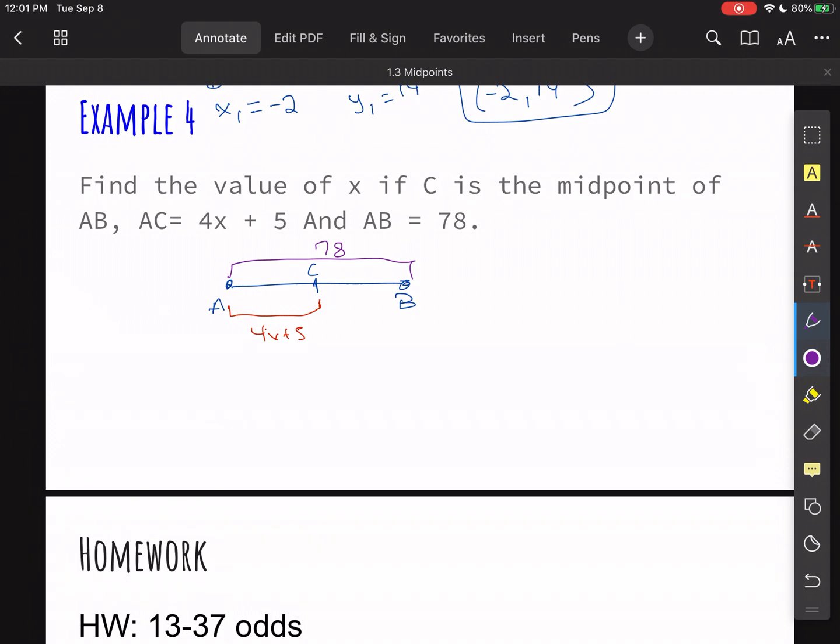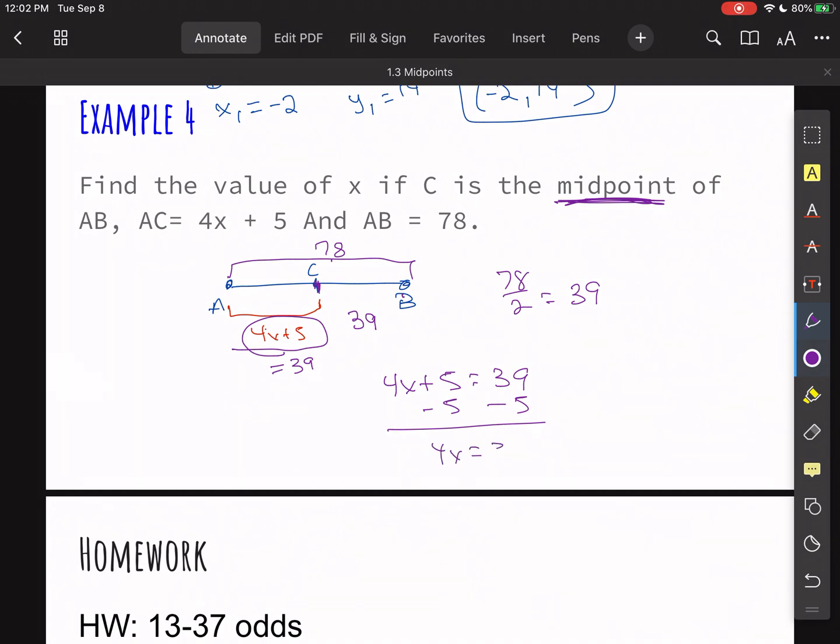If you think about this, remember that midpoint is just a halfway point. If C is the halfway point of 78, half of 78, you can find by dividing, is equal to 39. So I know that from C to B this is equal to 39, and I also know that AC is equal to 39, right? Because C is the halfway point, halfway to 78 is 39. So now it's simple algebra. I'm going to subtract 5 from both sides. 4x is equal to 34, and therefore x is equal to, I believe, 8.5 when I divide both sides by 4.